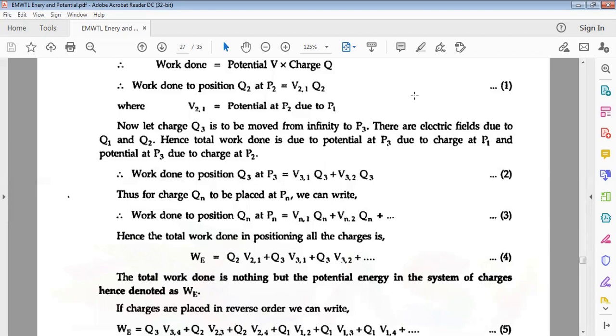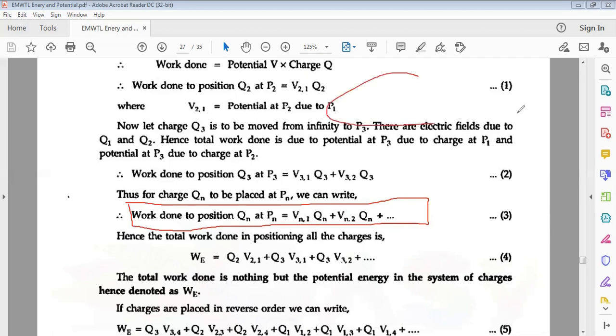Okay, so the work done in placing Qn at Pn is Vn1 Qn, Vn2 Qn, and so on. The charge Q1 exerts a force on Qn, and so on. Hence, the total work done in positioning all the charges, because we assume empty space, at P1, at P2, and at P3.